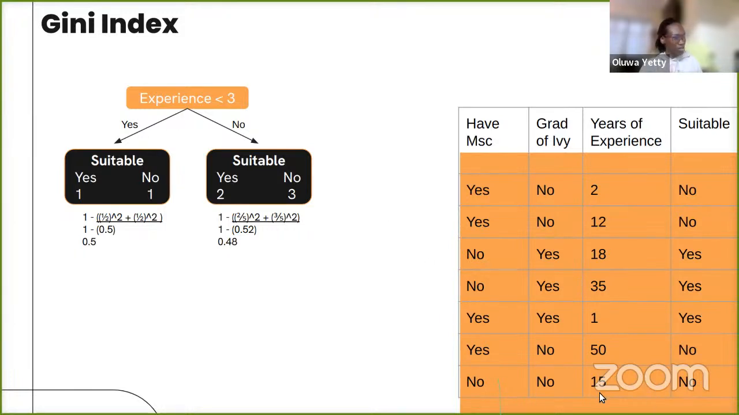15, which is the last one, is greater than 3. So the suitability is no. So we had 2 no's before, now making 3. So it's basically what we've done in the previous section, the gradient of IV and all.